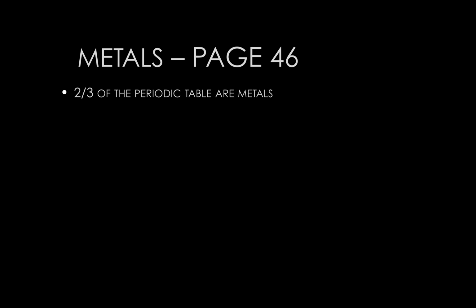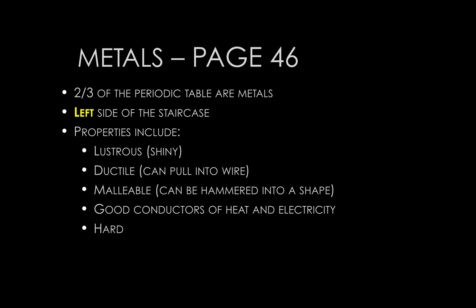Metals. 2/3 of the periodic table are metals. Remember that there is a black line on the periodic table, which we call the staircase. So the metals are located to the left of the staircase. Properties include they're lustrous, which means how shiny something is. Ductile, how they can be drawn into wire like copper is. Malleable, they can be hammered into shapes like gold into jewelry. And they're also good conductors of heat and electricity, which means heat and electricity can flow easily through them. And they are hard.